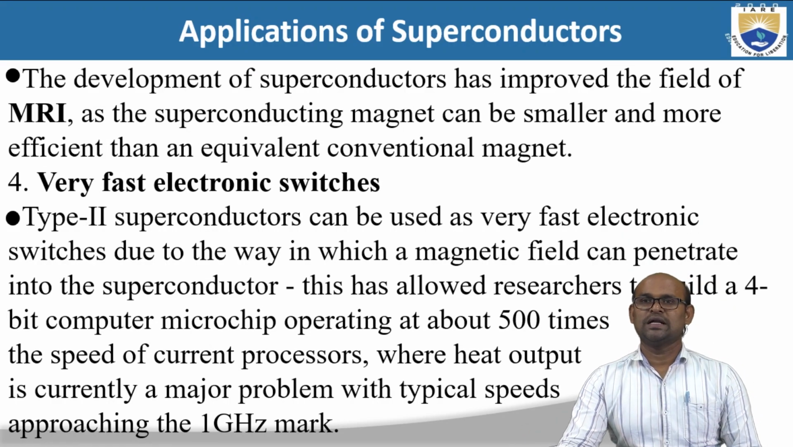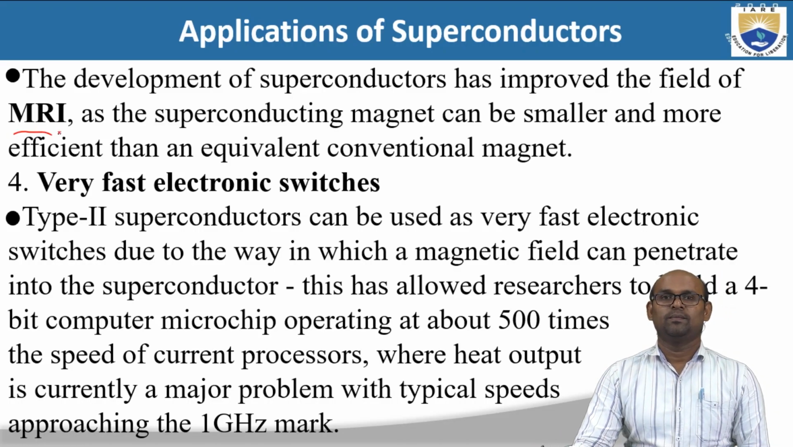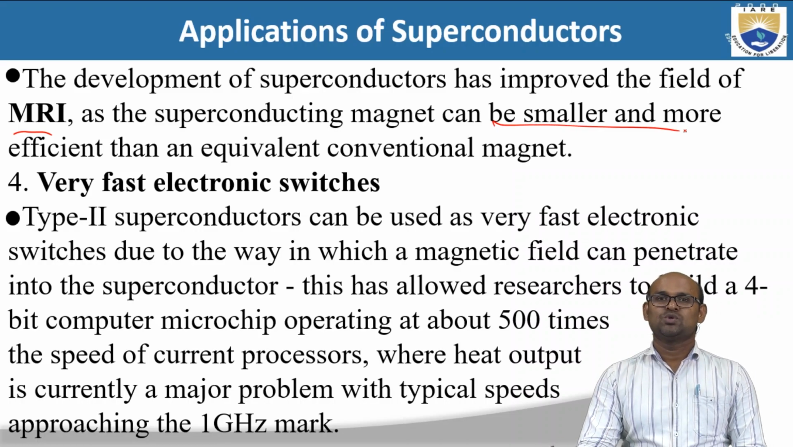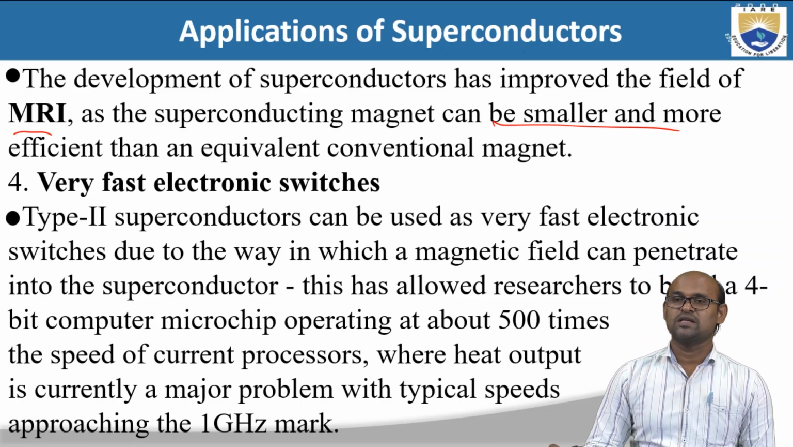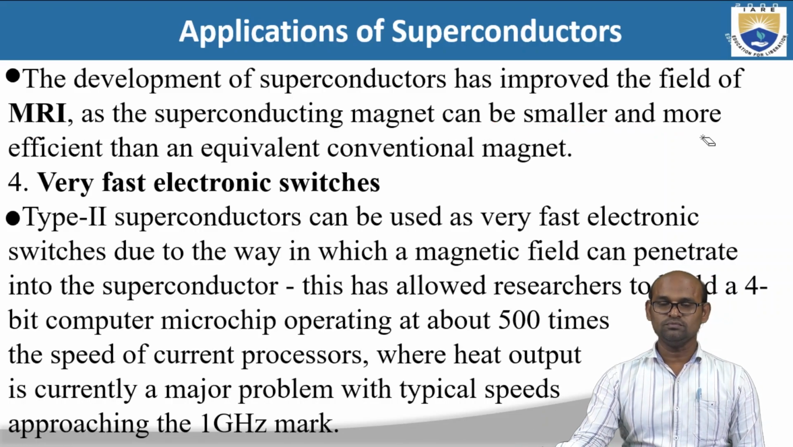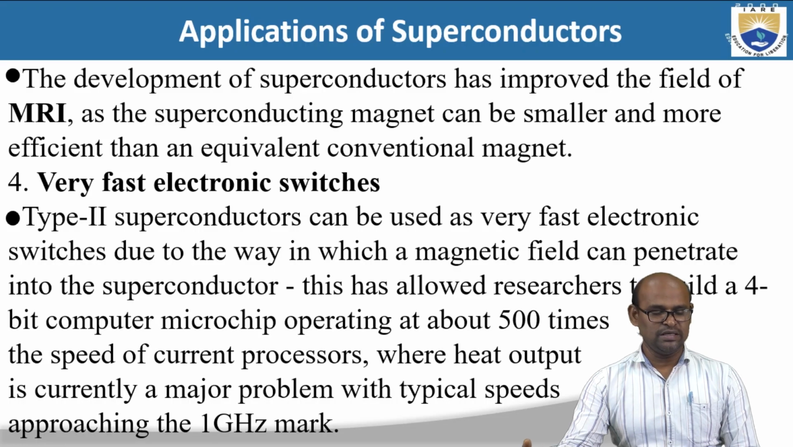So the development of superconductors has improved the field of MRI scanning, right? A superconducting magnet can be smaller and more efficient than an equivalent conventional electromagnet. Okay, so because of the development of superconducting materials, we are using them in MRI because they are small in size and more efficient than other materials. So that is the application of superconducting materials in medicine, which is in MRI scanning.